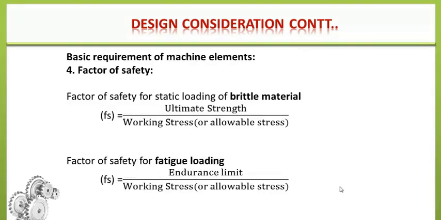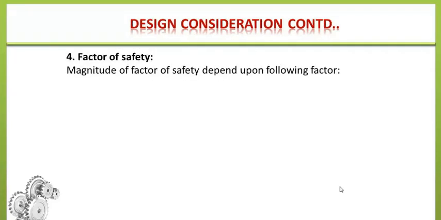For fatigue loading, this is another type of loading. Fatigue loading means whenever the forces present on the component vary with respect to time, you can call it a fatigue type of loading. And in that case, the endurance limit is taken as the design stress. So endurance limit divided by working stress or allowable stress. These are the different ways to calculate, or to consider, the factor of safety.